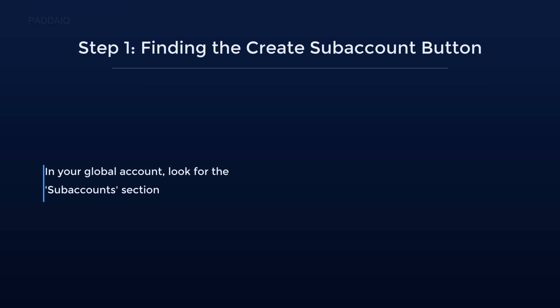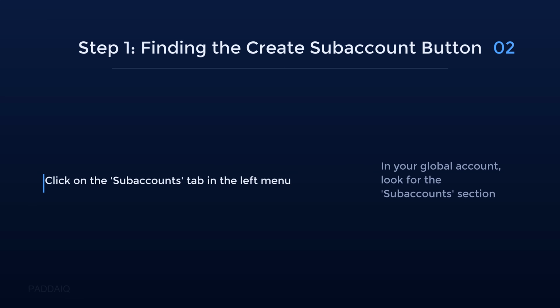For instance, just like finding the Departments section in a company directory to access different teams. This is your starting point for creating a new isolated environment. Click on the Subaccounts tab in the left menu. This is your starting point to access the area where you can manage your subaccounts. For instance, just like opening a specific folder on your computer to organize files. This simple step gets you ready to create and manage your cloud resources efficiently.